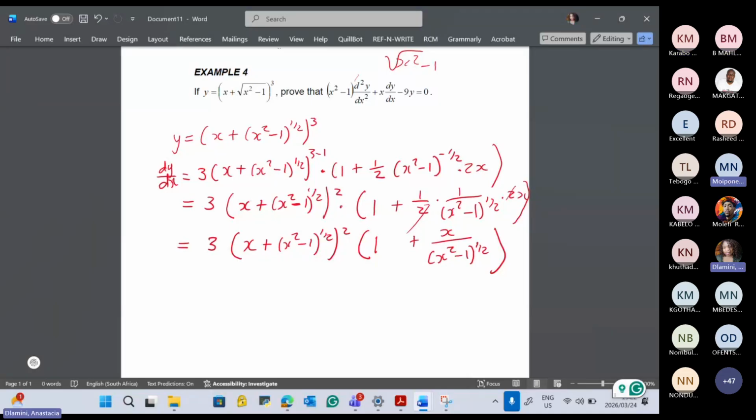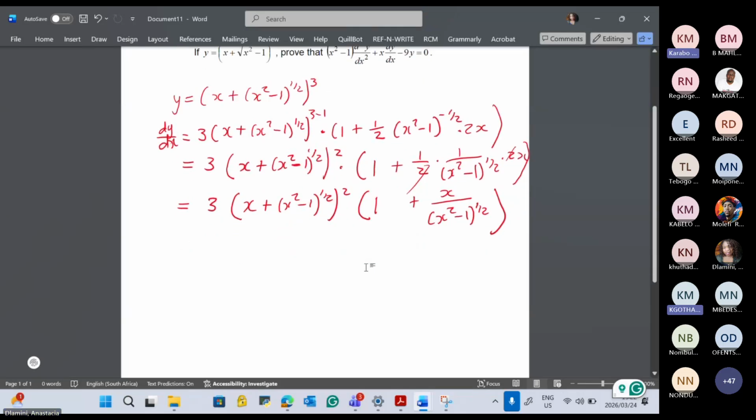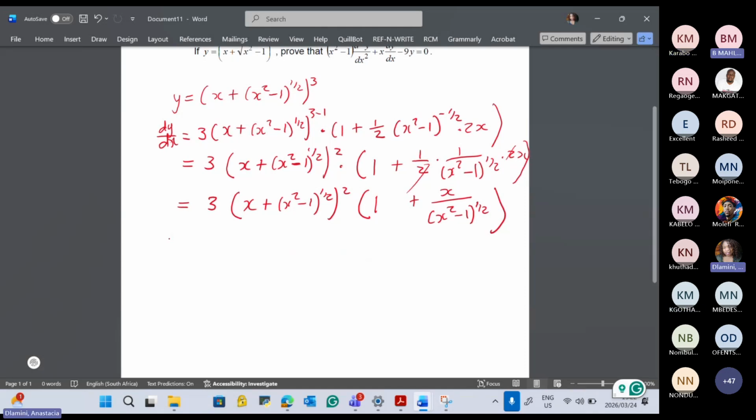Normally I don't like leaving it like this. I prefer simplifying it. So can we simplify it? Okay. So this is equal to 3x plus x squared minus 1 to the power of 1 over 2 squared. And here, remember, we said that because it's a 1 here, this is the same as 1 over 1. We agree, right?